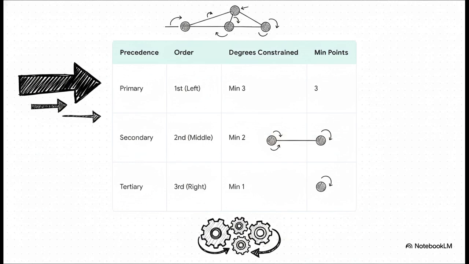It establishes the first plane of contact and constrains a minimum of 3 degrees of freedom, requiring at least 3 points of contact on the inspection tooling. The secondary datum, right next to it, only constrains 2 degrees of freedom with 2 points of contact. And the tertiary datum on the right finishes it all up by constraining that last remaining degree of freedom with just a single point of contact.